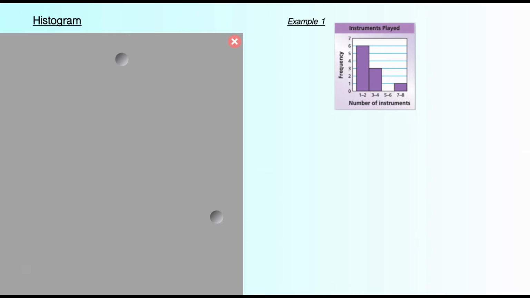You can see that this data display is capturing the number of instruments played by people in a band, we'll say in a jazz band. I was in a jazz band.